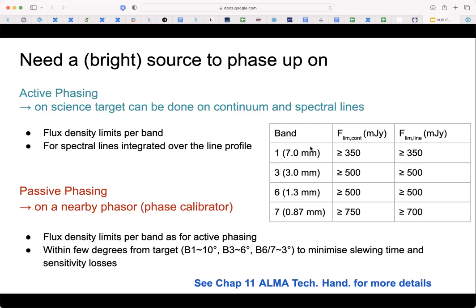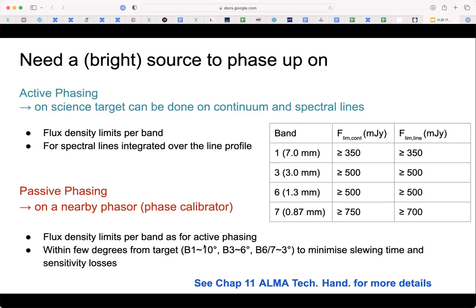There's a formula to determine whether your line is strong enough for phasing. Again, I refer to the technical handbook, or to contact us if you have doubt. So if you're using active phasing, all you need to know is how strong is your signal to phase up on ALMA. If it's not strong enough, you need to think as well about how nearby is your passive phasor. And that depends again on your band.